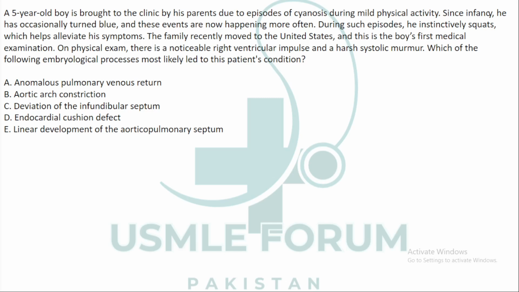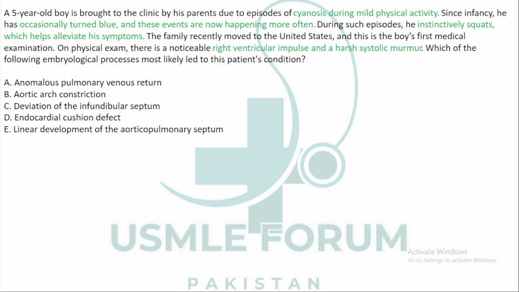Now, the question is pretty easy, very easy. So you have to look at the buzzwords first of all. The key buzzwords in this question are cyanosis on exertion. So I'm giving you the stem summary first: cyanosis on exertion, history of turning blue since infancy, relief with squatting, and no prior medical checkups because he's an immigrant child. In the United States we have routine checkups, but since he's an immigrant, he's not having any routine checkups. Physical examination is prominent for right ventricular impulse plus a harsh systolic murmur.